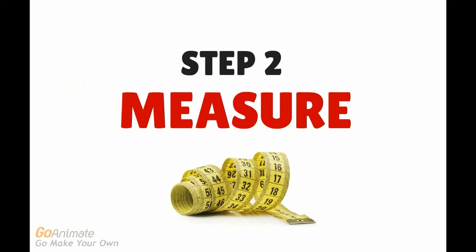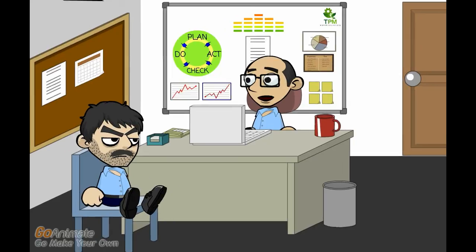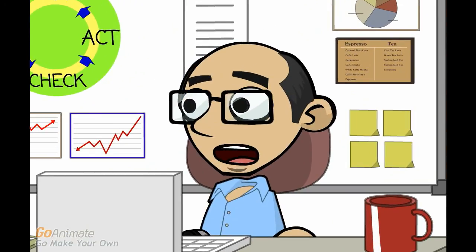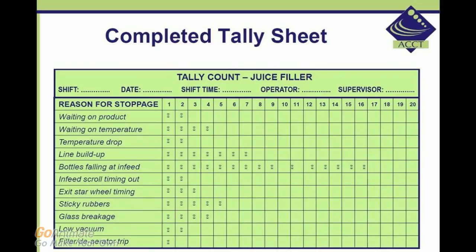The second step is to measure. If you don't measure, Mr. Grouchy, you will not be able to manage. You need to establish a measurement system and start to collect relevant data. A tally sheet like this would be very helpful to do so.